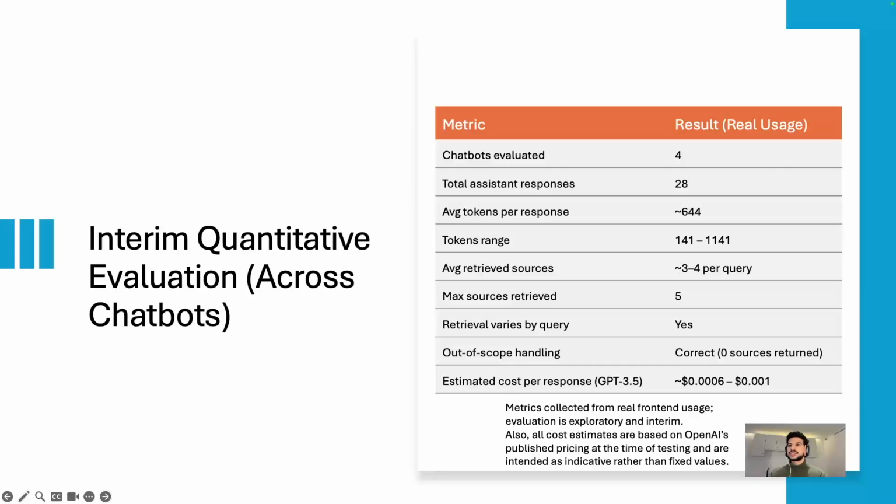For testing the project, I had three different types of tests. First was the interim quantitative evaluation, which was basically a manual test. I created four chatbots. We had maybe 30 to 40 messages, here stated about 28 messages. Average tokens for each response was 644 tokens, ranging from 141 to 1141 for each message. The average relevant retrieved sources was 3 to 4, and the max retrieved was 5. Retrieval varies by query. Out-of-scope handling was correct, so it rejected all of the questions outside the document, and the price was in this range based on the published price on the OpenAI website.